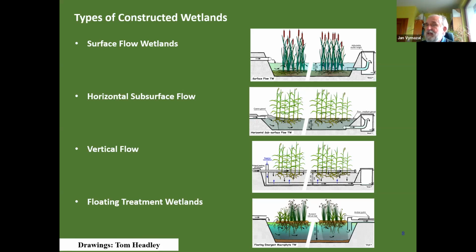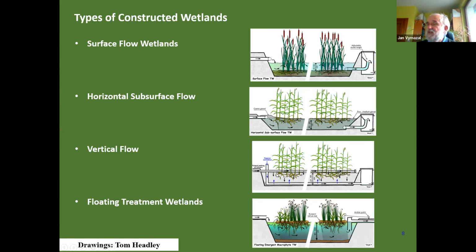Scirpus. And then there are two major types of subsurface flow, and we can have horizontal flow, where the water flows more or less horizontally below the surface of the filtration bed, and with the principle of connected vessels, we can maintain the water level in the bed.